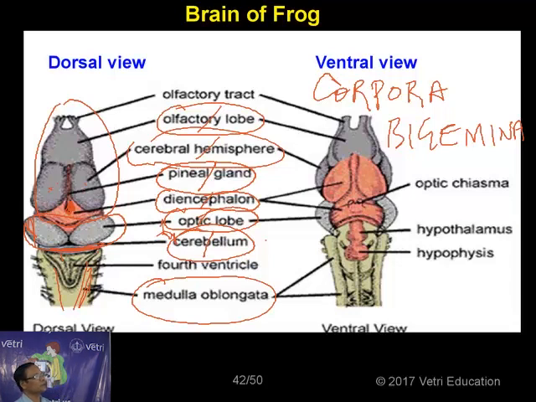Now if you observe the ventral side, we can see a crossing of the optic nerves arising from the 2 optic lobes, one from each. The optic nerves arising from the left and right optic lobes cross each other on the ventral side. This crossing of optic nerves is called optic chiasma, overlapping just like a cross.